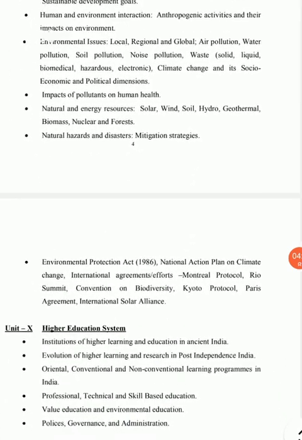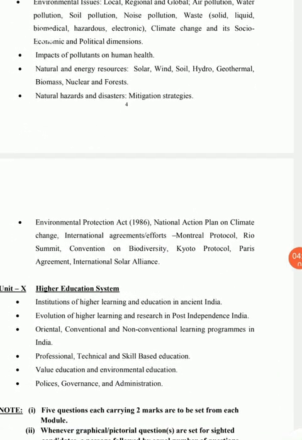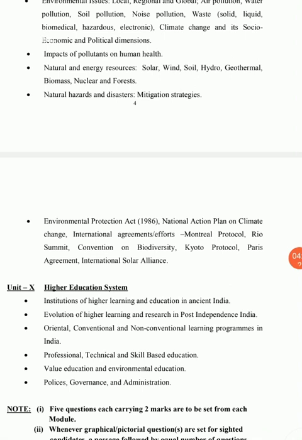Then the Environmental Protection Act, National Action Plan on Climate Change, international agreements and efforts: the Montreal Protocol, Rio Summit, Convention on Biodiversity, Kyoto Protocol, very important, the Paris Agreement, International Solar Alliance.